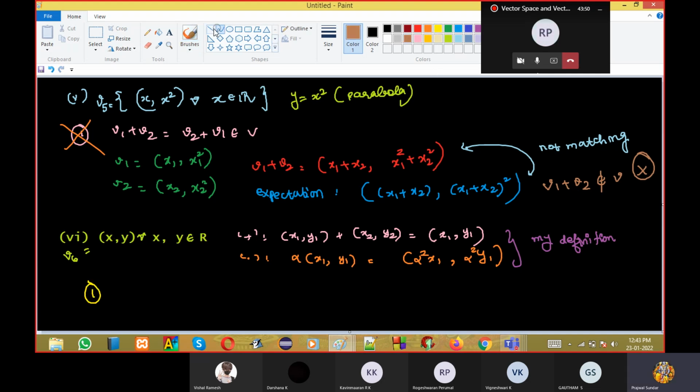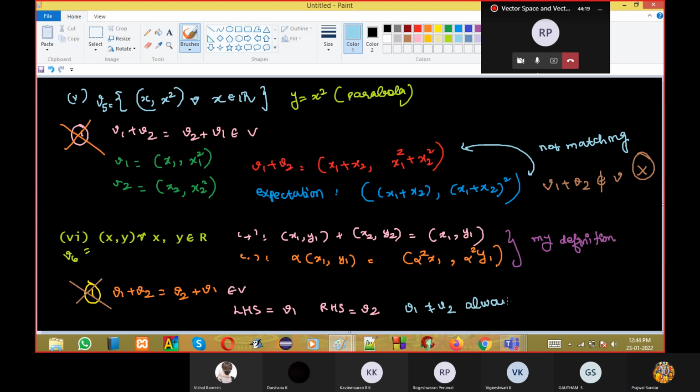First property is not satisfied. What is the first property? V1 plus V2 should be equal to V2 plus V1. Observe: on the LHS, putting V1 plus V2, we get back V1. But on the RHS, putting V2 plus V1, we get back V2, correct? And V1 is not always equal to V2. So the first condition fails: it is not commutative.